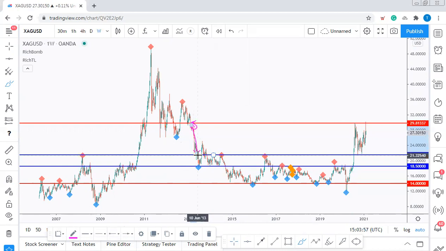Price made an aggressive movement down from it, and this support happens to be a strong demand area as price made an aggressive movement upward from it. Here we have a supply, as you can see. Here we have a supply, and here as well, here we have a supply zone.